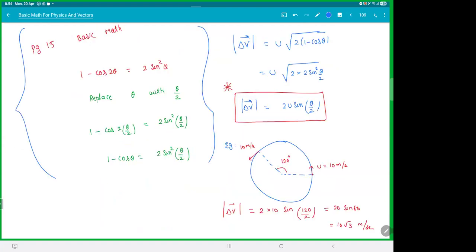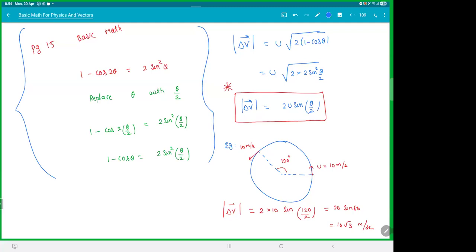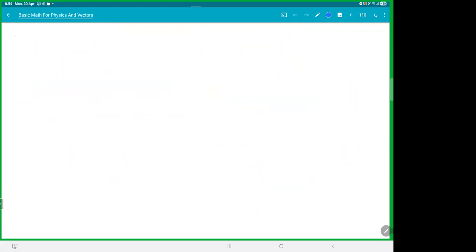All clear with this? Going ahead? Clear, no? Ananya, Tanmay, Meet? Clear? Yes. Yeah. Siddharth, Rohit? Clear? Great. Let's see one more and then we will go ahead with something else. That thing is important, what we derived, the whole thing, and we'll again encounter that kind of stuff in circular motion.